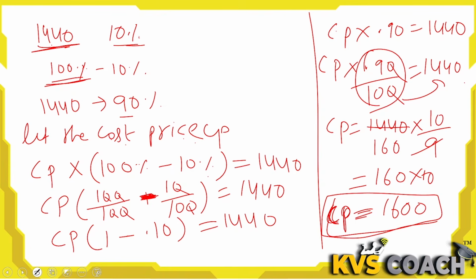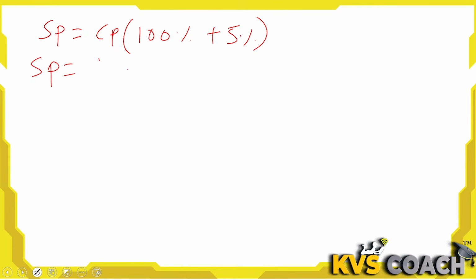Now what we have to do? We have to do the second step. Now we know that the cost price is 1600. Now we can calculate the selling price. Okay, and then we will gain the 5% profit. How we get SP? The value of SP is CP into 100%, the total value I took, plus 5% is the profit I have to calculate. So SP is equal to CP, value of CP is 1600, we have calculated already. Here it is 100 upon 100 plus 5 upon 100.